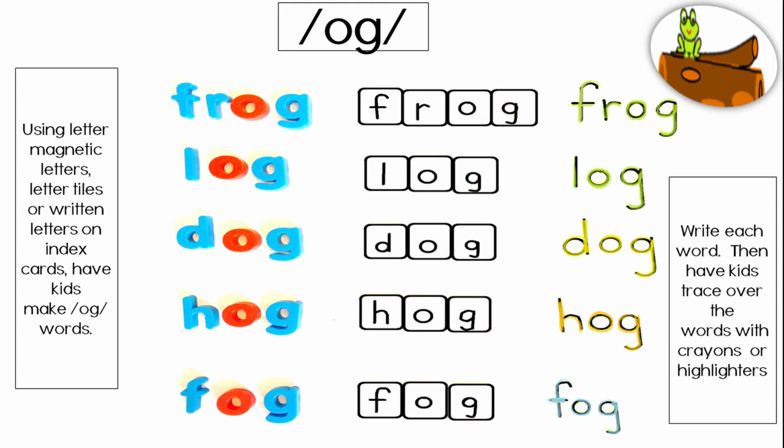This example features the og family. Using magnetic letters, letter tiles, or written letters on index cards, have kids make og words. In this example, magnetic letters were used and also letter tiles to form the words frog, log, dog, hog, and fog. Then I wrote each word and had the kids trace over the words with a highlighter.